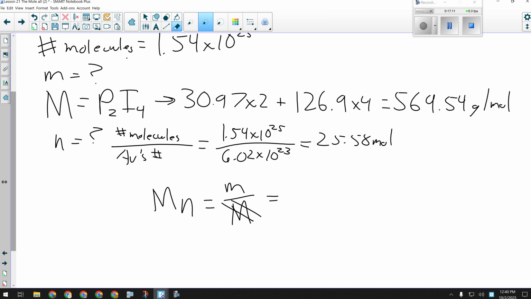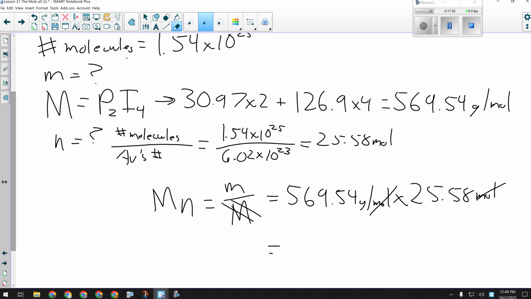So that will be the 569.54 grams per mole multiplied by 25.58 moles. When I multiply those, the moles are going to cancel, and I'll be left with grams, which is what I should get. That's the units for mass. Okay. It's going to be a big number. Yeah, I got 25 moles of this stuff. It's probably going to be pretty heavy.